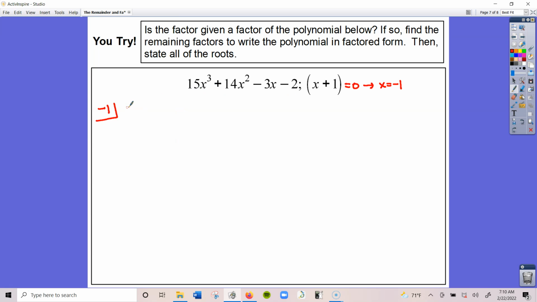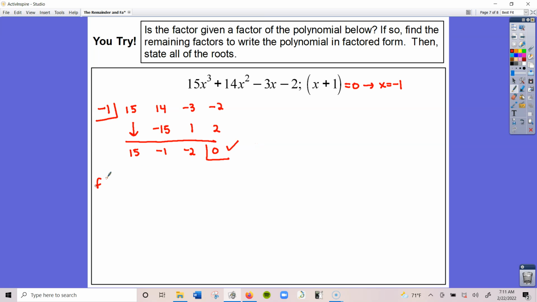Now let's write our coefficients: 15, 14, -3, and -2. Bring down the 15. 15 times -1 is -15. 14 minus 15 is -1. -1 times -1 is 1. -3 plus 1 is -2. -2 times -1 is 2. And we get here a remainder of 0. So x plus 1 is a factor of my polynomial.